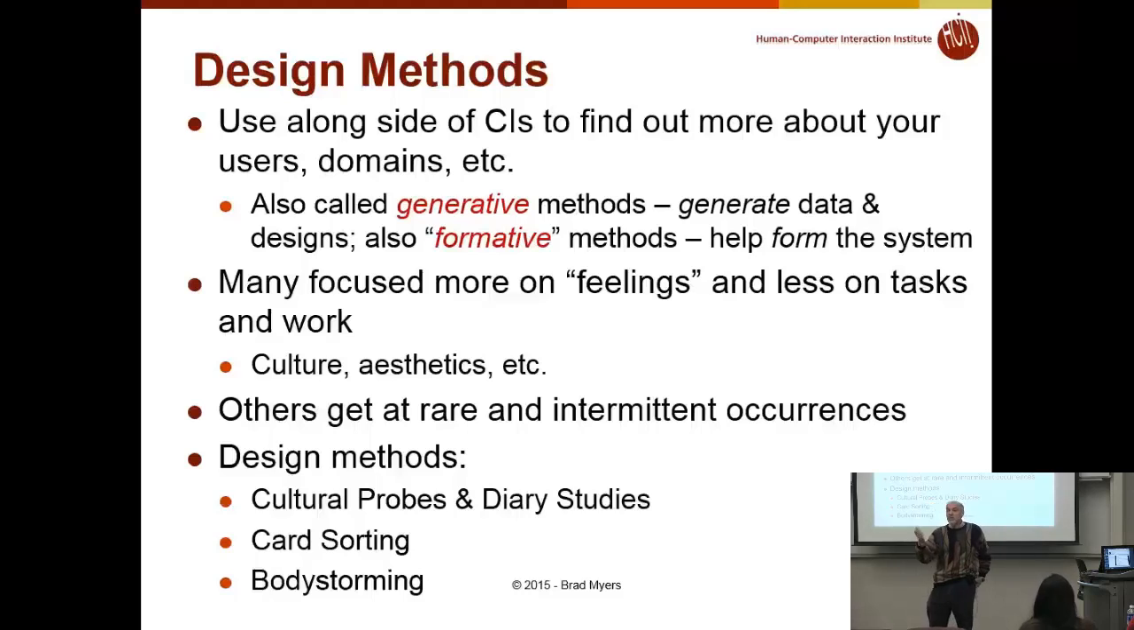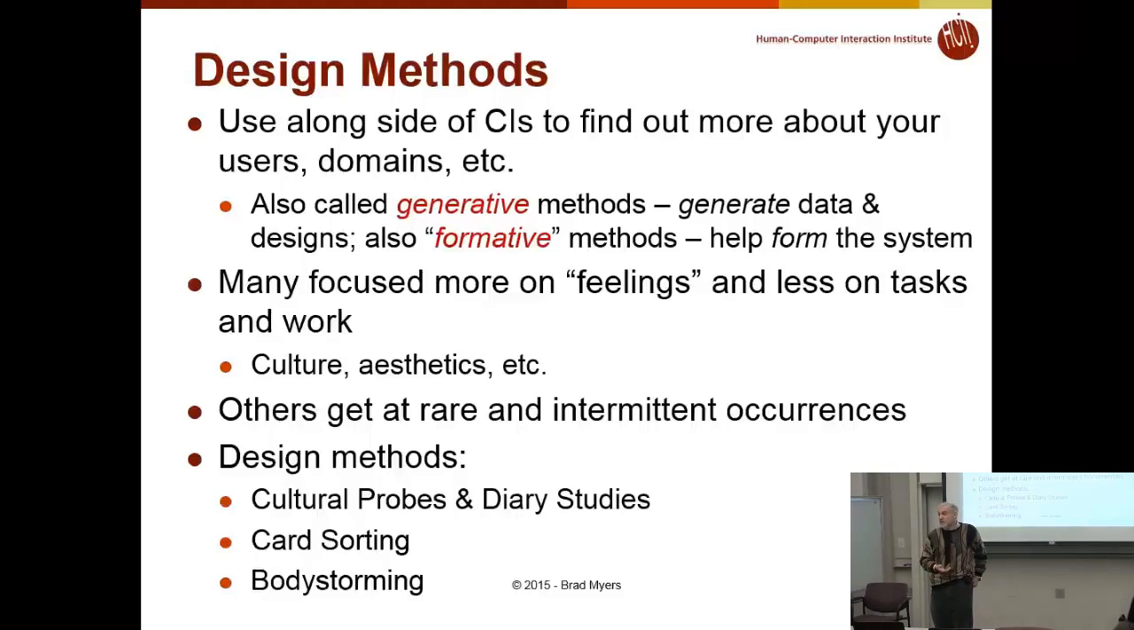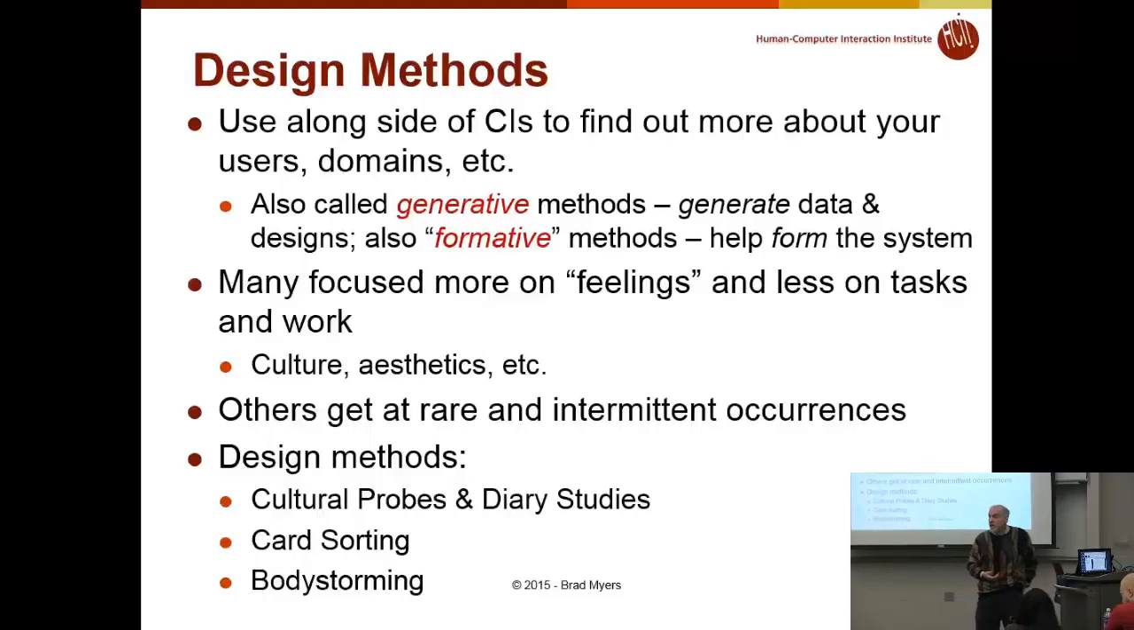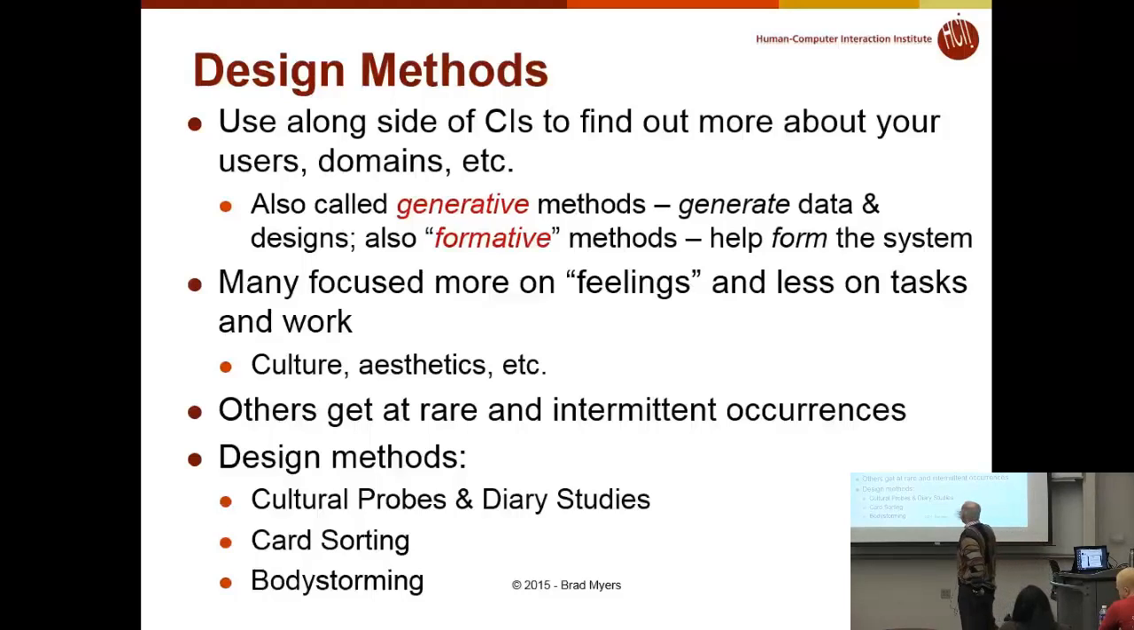So if you want to know, what are you thinking every time you decide to go out to a restaurant for dinner? Or, what happens every time you get lost? You're not going to be able to do a contextual inquiry of when they next get lost or whatever. So some of these other techniques are much more appropriate for those kinds of situations. And then I will also talk about card sorting and body storming, which give you completely different kinds of information.